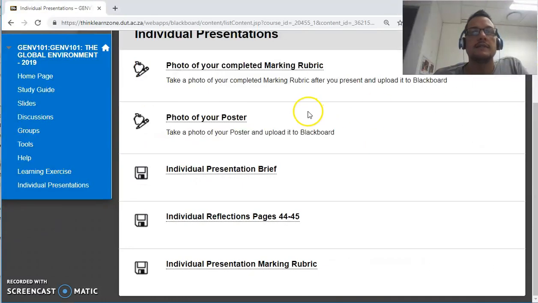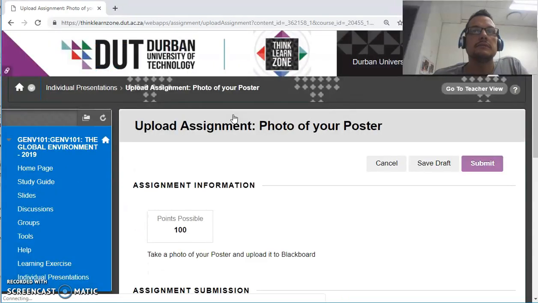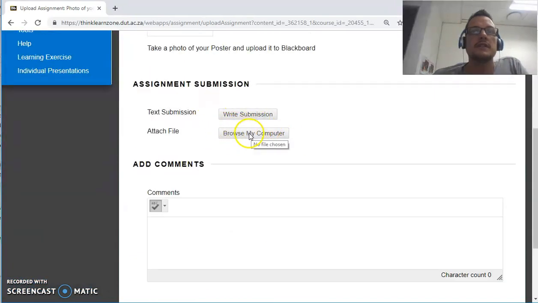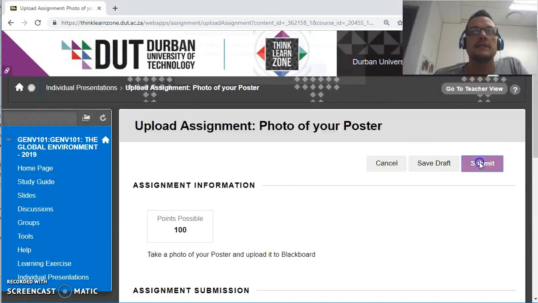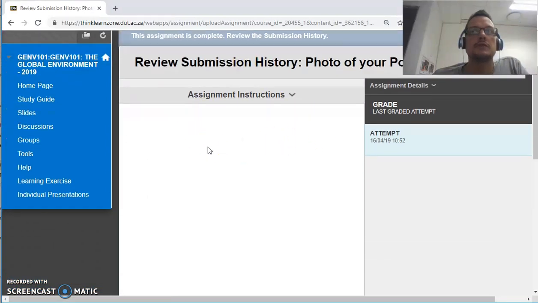So if we have a look at other things we've made available for you over here, you must take a photo of your poster and you must upload your poster to Blackboard. In addition, you must also take a photo of your completed marking rubric, okay, after you've presented. So take a picture of it with your phone and upload it to Blackboard. And you would simply click over here. You would then scroll down, you'd say browse my file. You could then look on your phone, so you can do this on your phone, and just browse to the JPEG of your poster. And then you'll click submit. As simple as that. So please make sure you upload your posters.